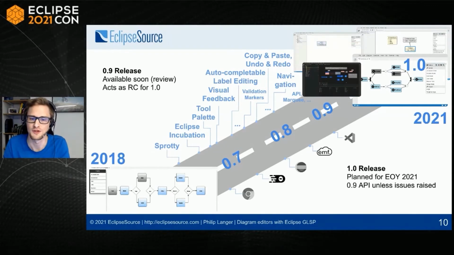You can pretty much with GLSP build pretty nice diagram editors and integrate them into entire modeling tools and suites. Right now, we are finalizing the 0.9 release, which acts as a release candidate for the 1.0 release, which is then planned later this year. So no particularly new features will be added, but this is used to evaluate the API.